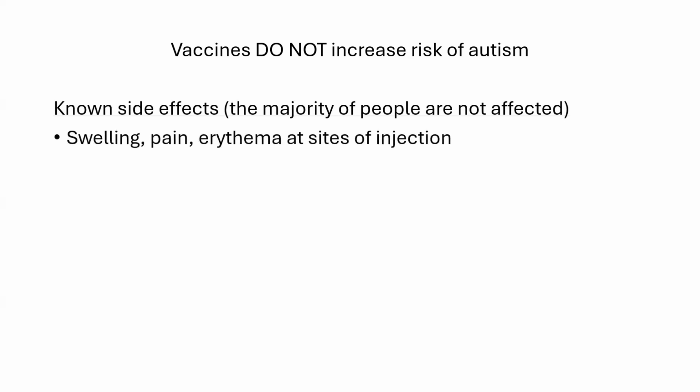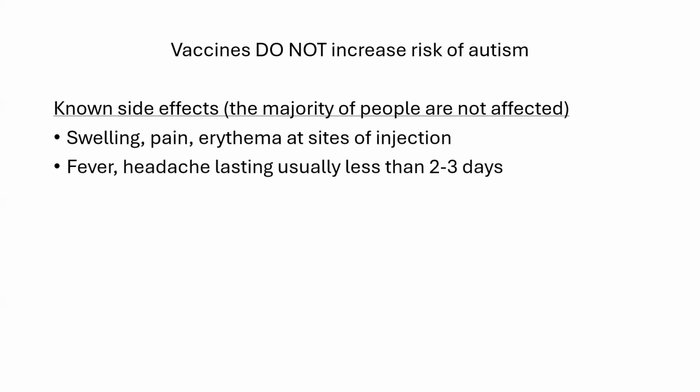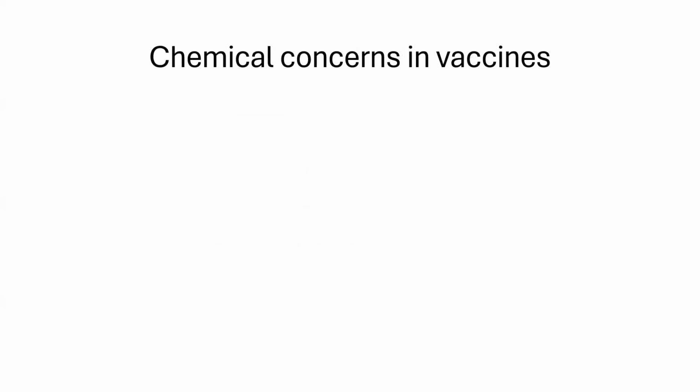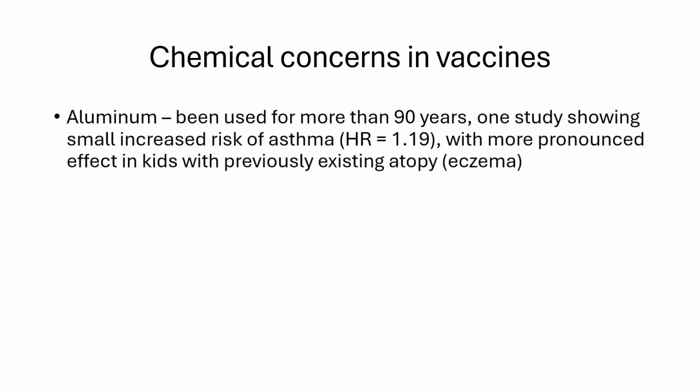But the side effects can include swelling, pain, and erythema at the sites of injection, fever or headache that usually lasts less than 2 or 3 days and is responsive to Tylenol and ibuprofen. And then rarely, Guillain-Barré syndrome can be associated with the flu vaccine, which would lead to a severely compromising neurological disorder. But this is on the order of 1 in a million. Live vaccines can also give minor symptoms of the virus because they're weaker versions. And so it's especially important not to give them to patients who are already immunocompromised, either with HIV or who are pregnant.